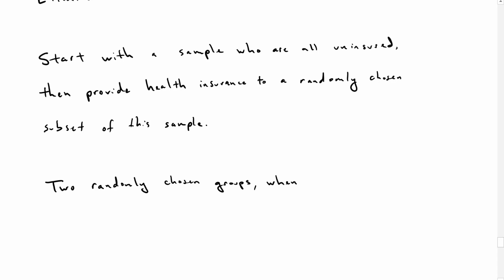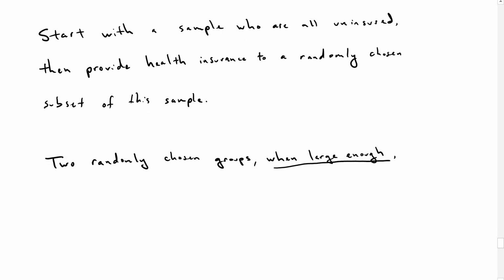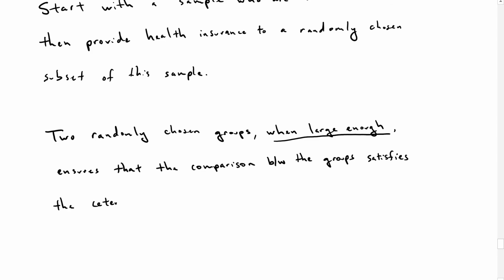And when large enough, and this part is important, I'll discuss that in a second, having two randomly chosen groups ensures that the comparison between the groups satisfies the ceteris paribus, or all things equal, assumption.